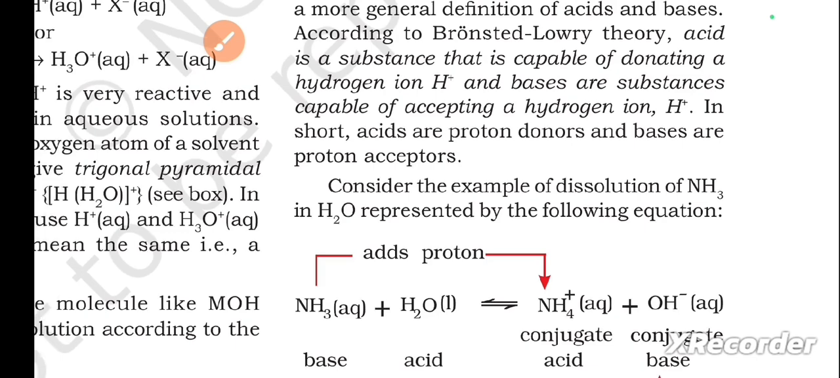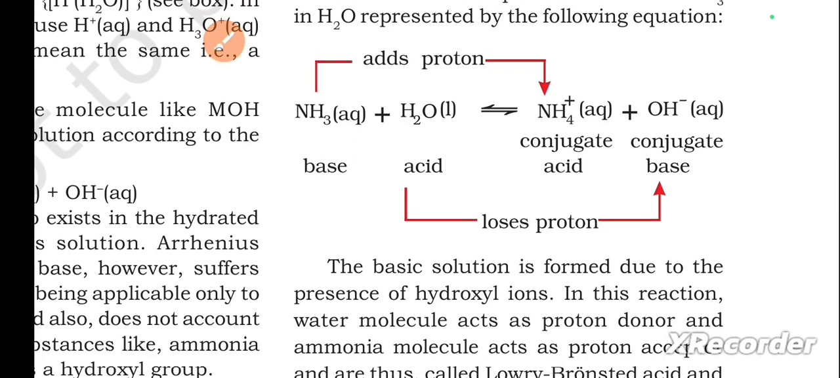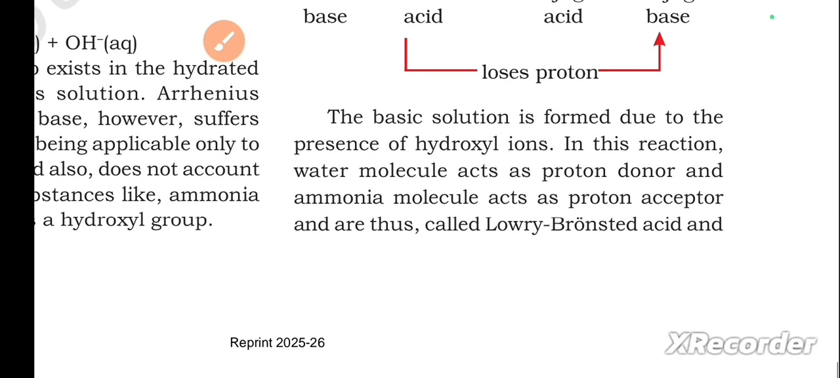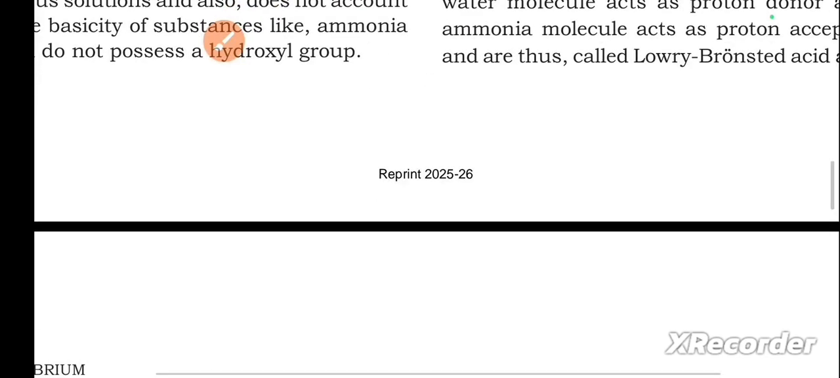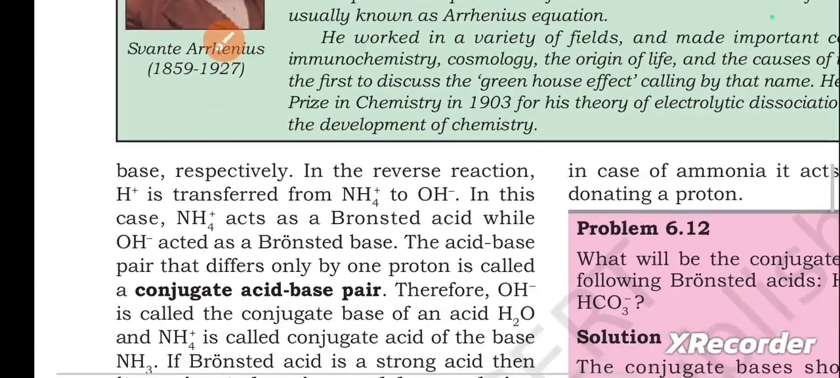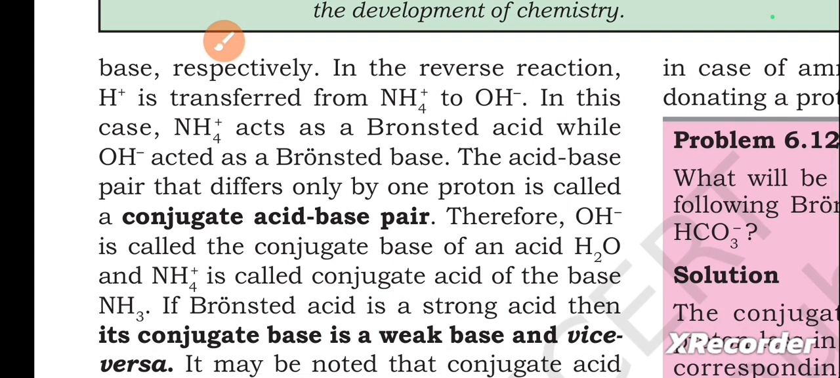Consider the example of dissolution of NH3 in H2O represented by the following equation. Please check the equation here. The basic solution is formed due to the presence of hydroxyl ions. In this reaction, water molecules act as proton donor and ammonia molecule acts as proton acceptor and are thus called Lowry-Bronsted acid and base respectively. In the reverse reaction, H+ is transferred from NH4+ to OH-. In this case, NH4+ acts as Bronsted acid while OH- acts as Bronsted base.